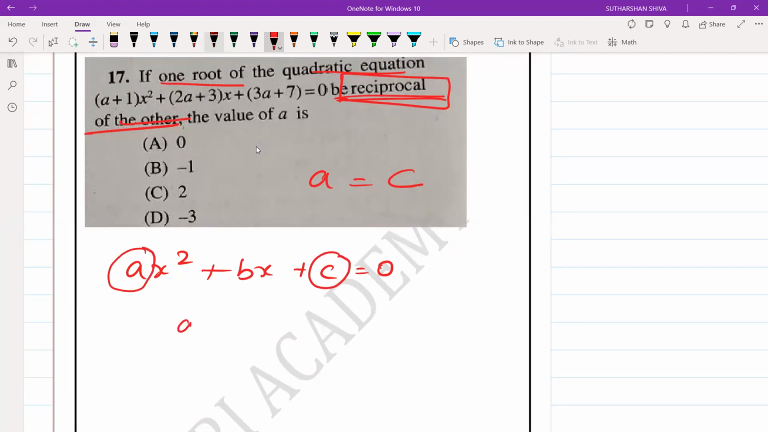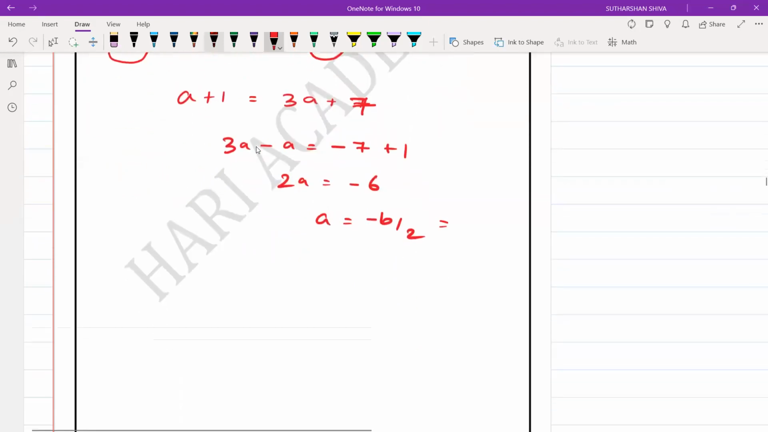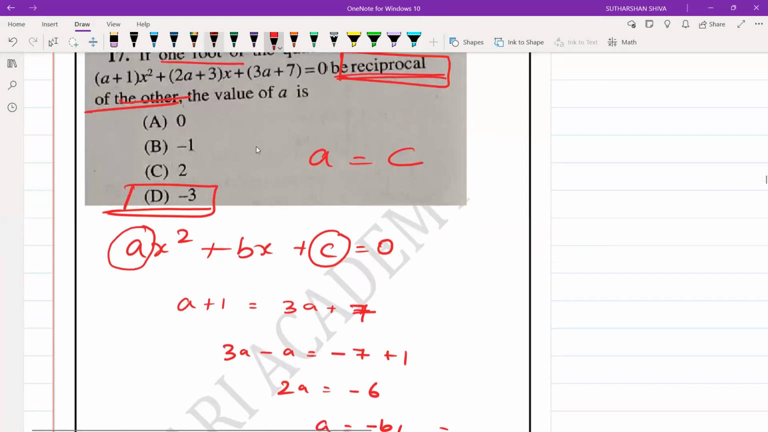Now I'll just pick it out. A plus 1 is equal to 3A plus 7. I'm just moving the terms. So 3A minus A is equal to minus 7 plus 1. 2A is equal to minus 6. A is equal to minus 6 by 3, sorry, minus 6 by 2. A is equal to minus 3. So my answer is going to be option D.